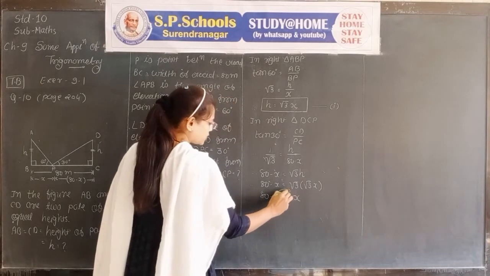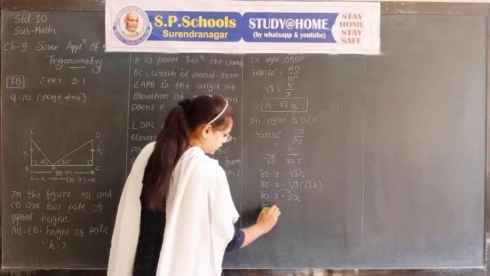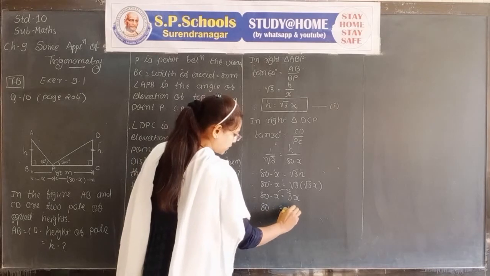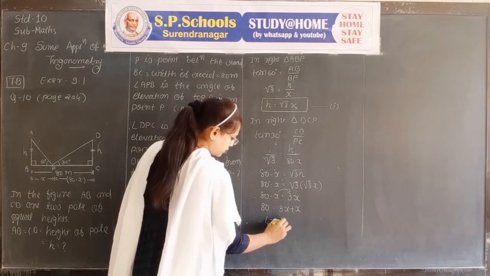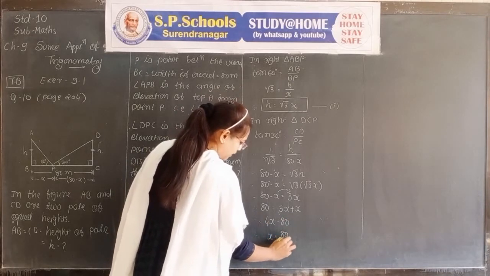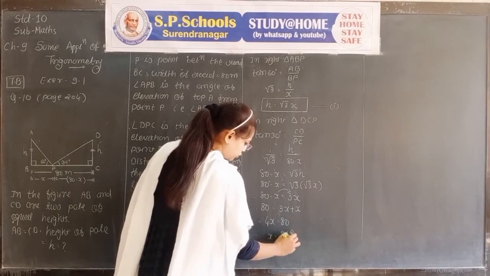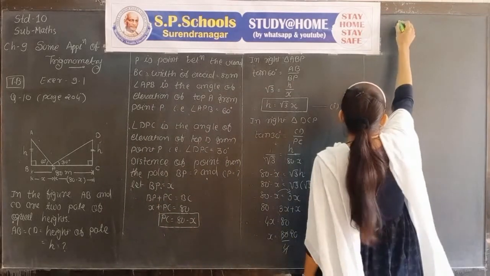Shift this X from the left hand side to the right hand side and we get 80 is equal to 3X plus X. 3X plus X is 4X is equal to 80. That's why X is equal to 80 upon 4. 20 fours are 80. That's why X is equal to 20.